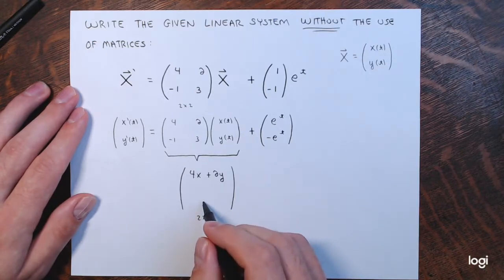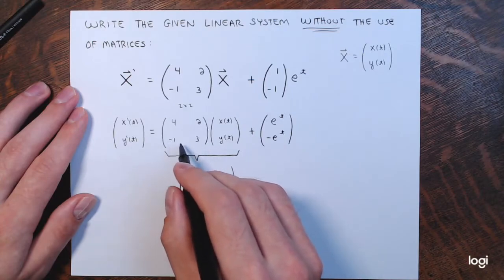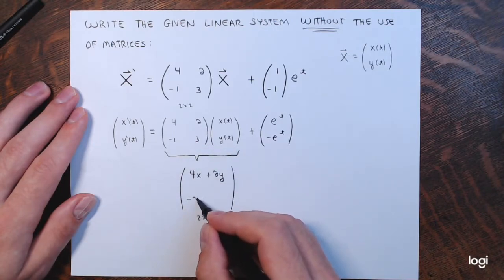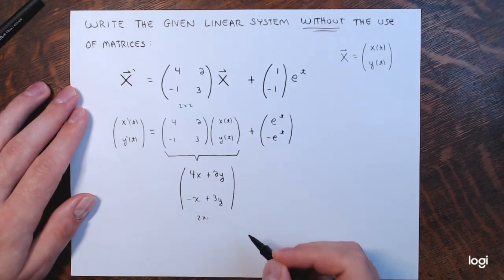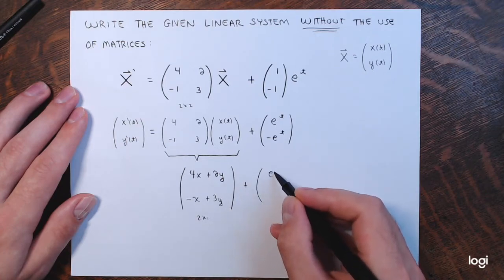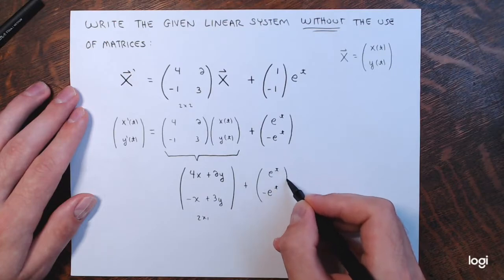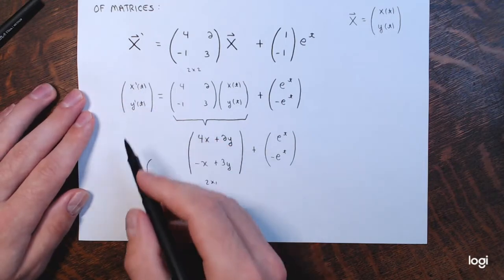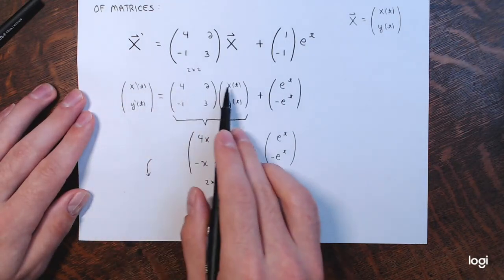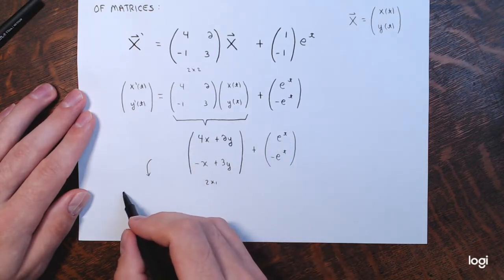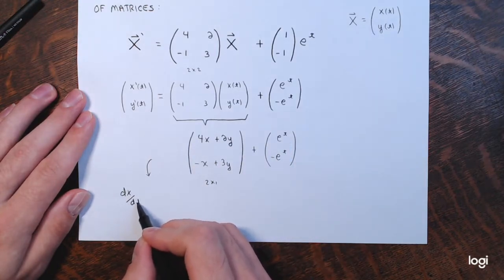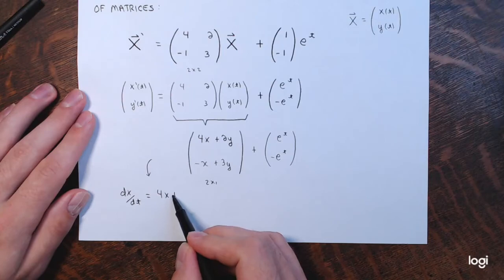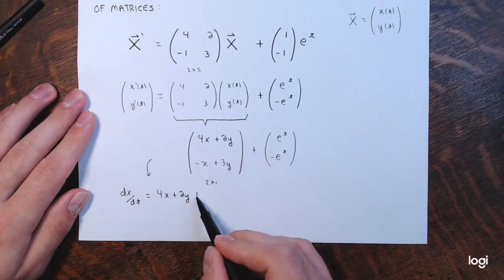And then for the second row, first column, I take the second row of the left matrix dot product with the first column. That'd be negative x plus 3y. And then I have again this plus e to the t, negative e to the t. Now I can write this in normal form, where all the first row elements belong in an equation. So I have x prime or dx dt equals 4x plus 2y, and then plus e to the t.